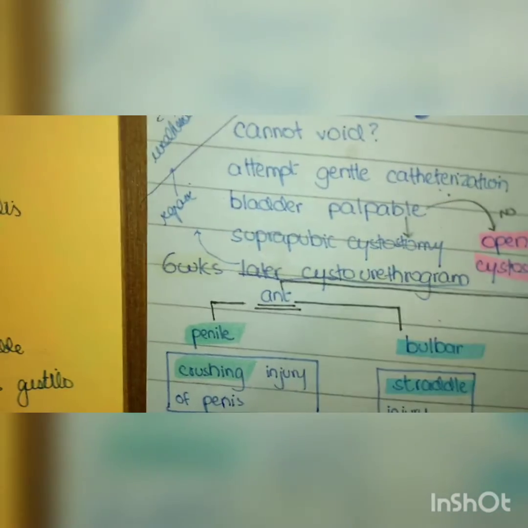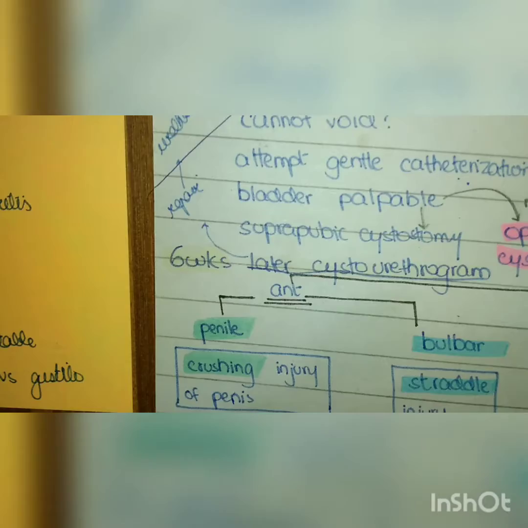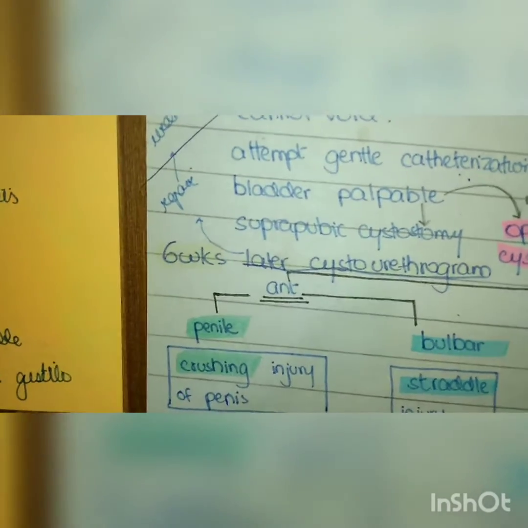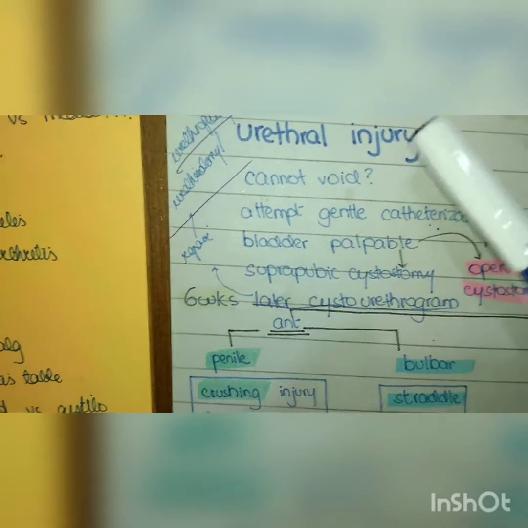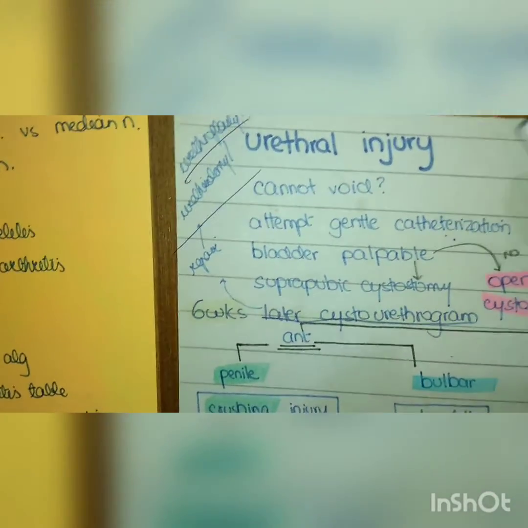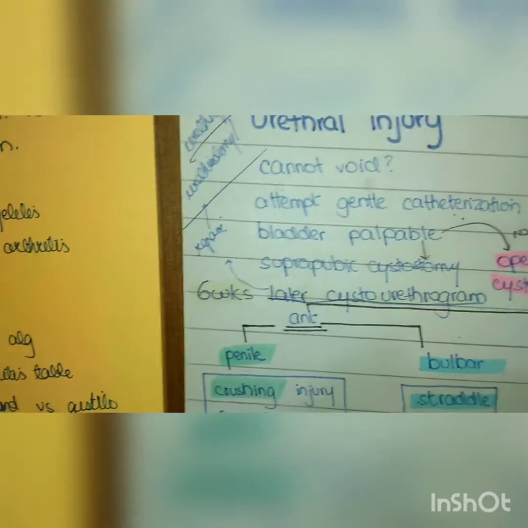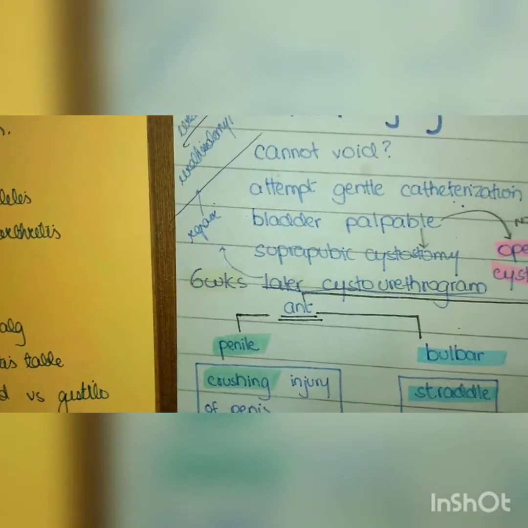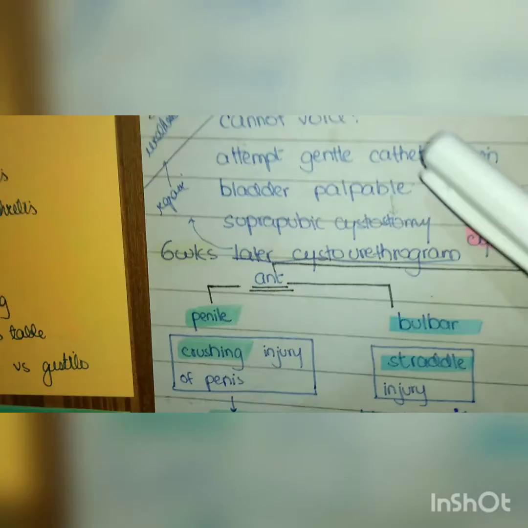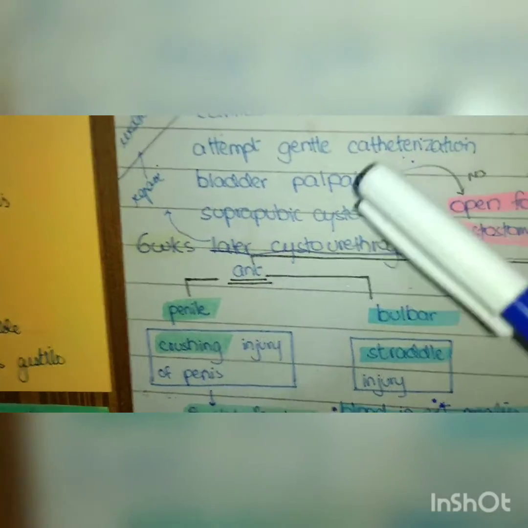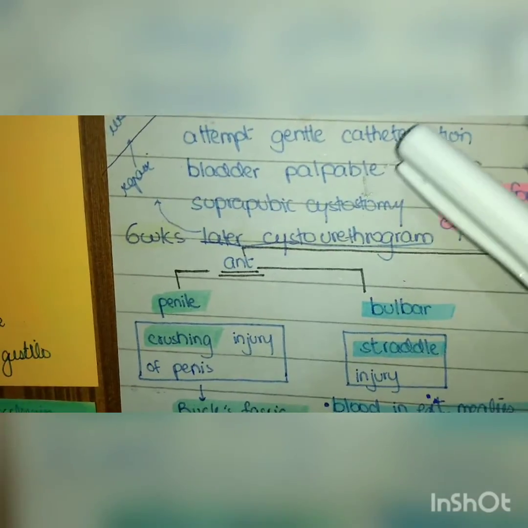So whenever you receive a patient who has a complaint of urinary retention, specifically acute urinary retention, always consider a differential of urethral injury in your mind, especially if the patient has come as a case of road traffic accident or any other injury. In that case, attempt a few gentle catheterizations. And if you're unable to pass the Foley's catheter, never force the Foley's catheter into the patient, because in that case, you're going to create a false passageway.